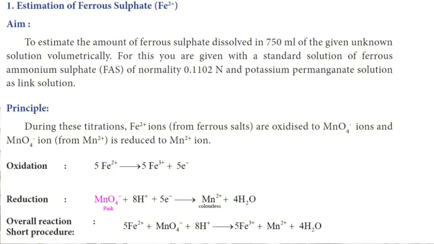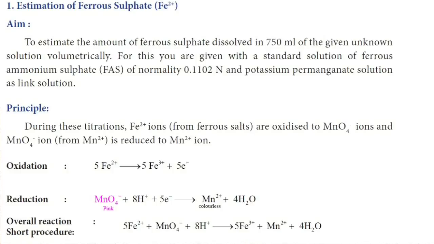So as you can see here, the standard solution is ferrous ammonium sulphate whose normality is given as 0.1102. The link solution is potassium permanganate and your unknown solution is ferrous sulphate. So we have to determine the normality of ferrous sulphate and the weight of ferrous sulphate present in 750 ml of the given solution. Now the principle involved here is a redox reaction.